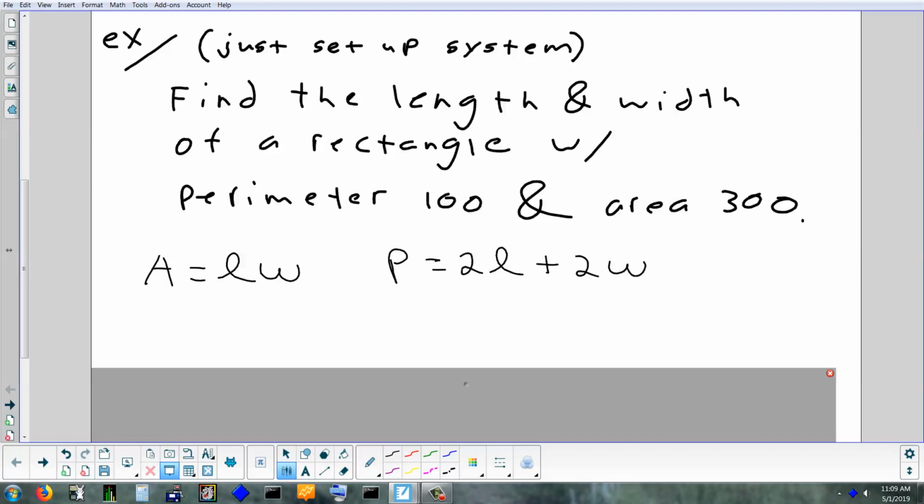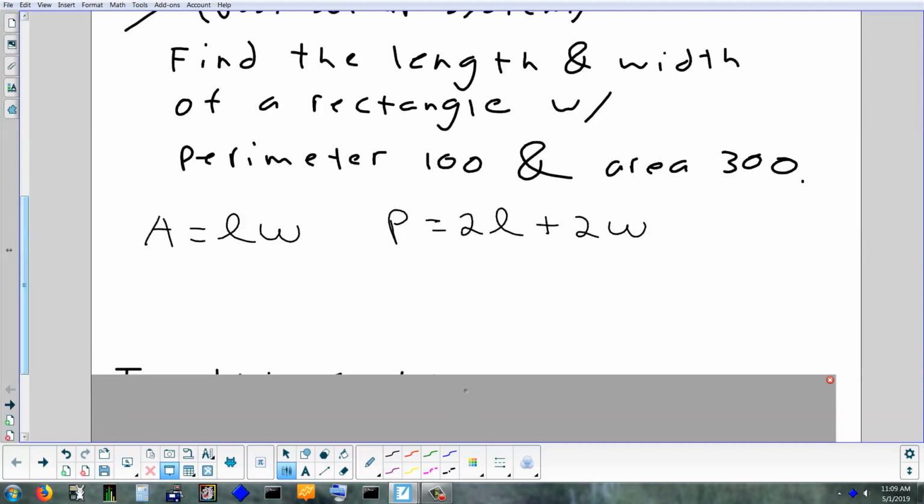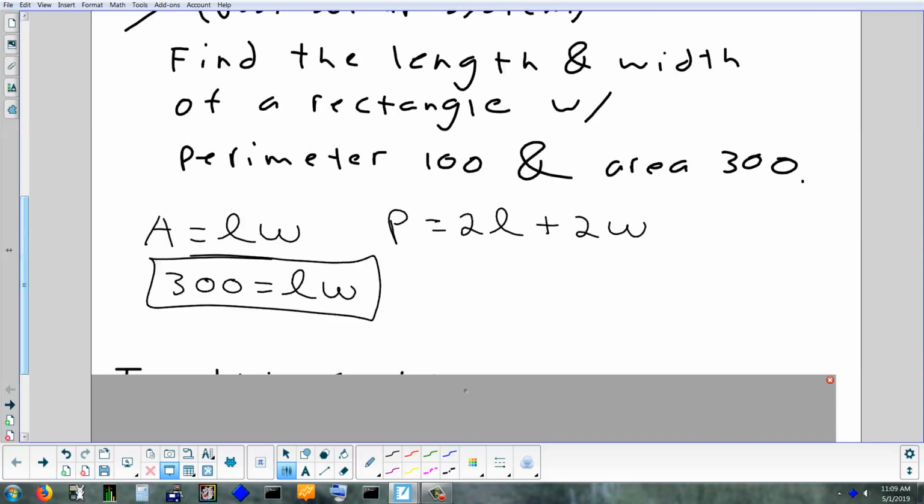So now we're just going to fill in what we know. What does it say that the area is? 300. So fill that in. 300 equals L times W. Okay. What else can I fill in? For that equation? That equation's pretty much done for now. What's the perimeter? Yep. 100. 100 equals 2L plus 2W.